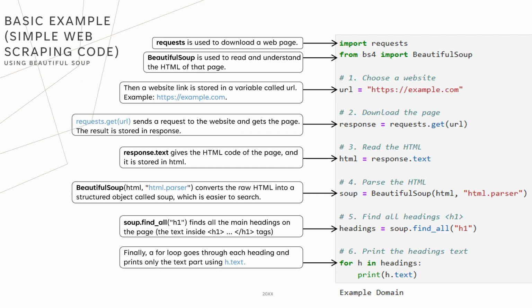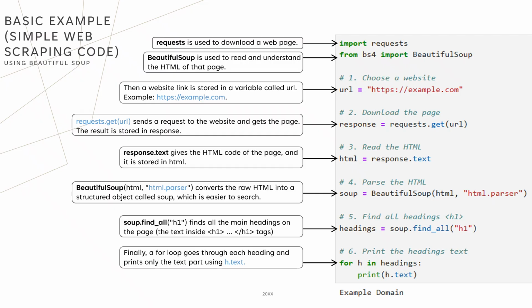Step one is to choose a website. You decide what you want to scrape. Let us say I want to scrape a website named example.com. First, you will send an HTTP request. Your Python code sends a request to the website asking for the web page. As you can see on the slide, then you will receive the HTML response. The website sends back the HTML code of the page. If your request gets accepted, the website will send the HTML code back to you.